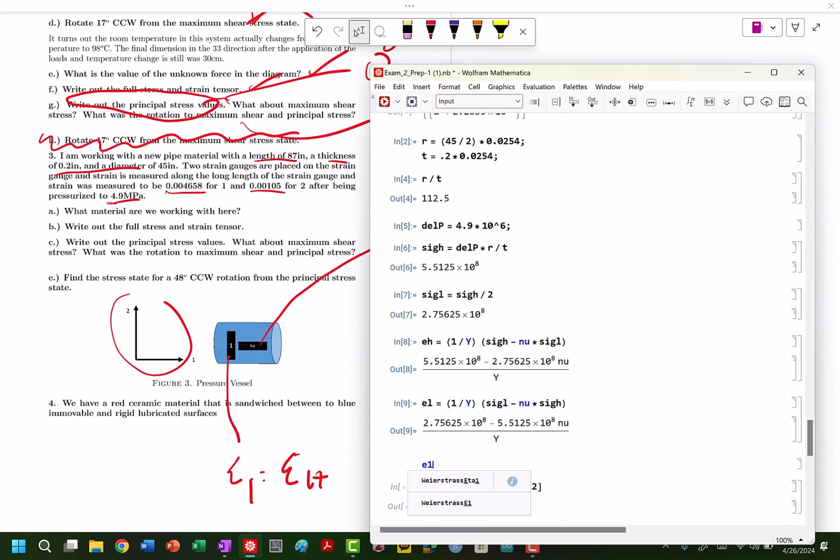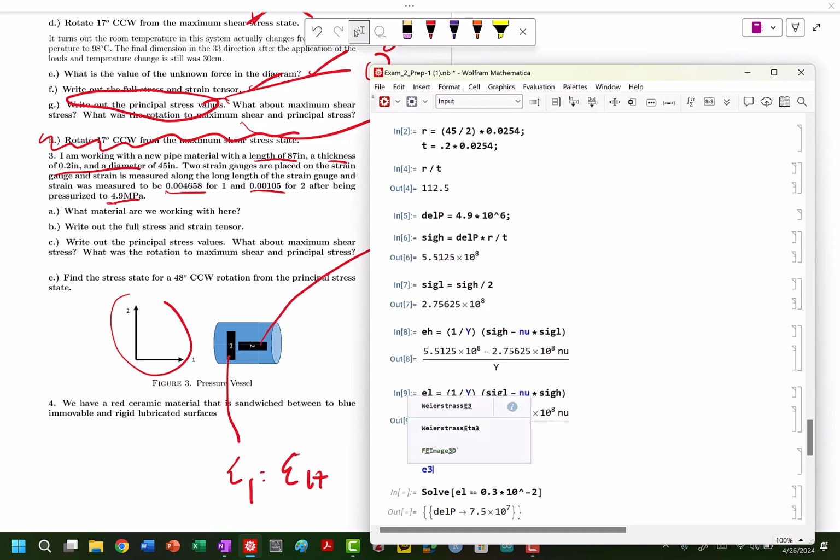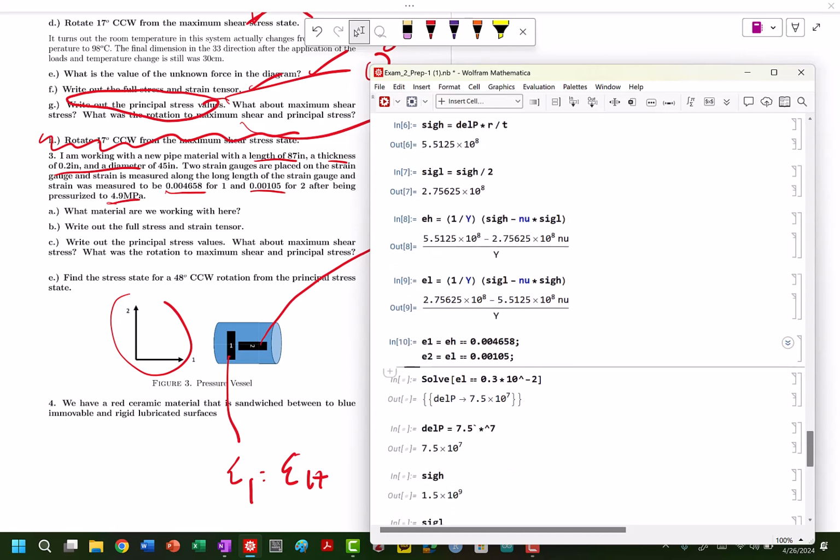I'm going to call E1 is equal to, again, our EH is set equal to 0.004658. And E2, our second equation, is going to be EL is equal to 0.00105. We should also know that those two values make sense because, again, the hoop strain is always going to be larger than the longitudinal strain, the same with the stress. So we're going to solve E1, E2.